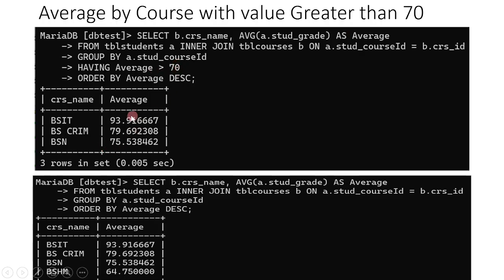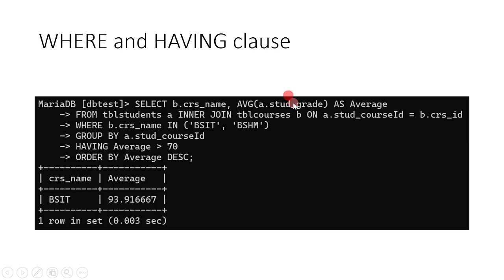So as you could see on the result here, BSHM has been excluded. It is not included in our list. Why? It is because 64.75 is not greater than 70. But here 75, 79, and 93 are all greater than 70, so therefore they are included in our result. So that's for the having clause.